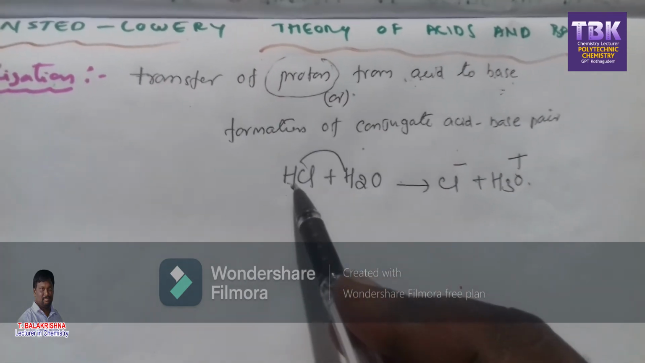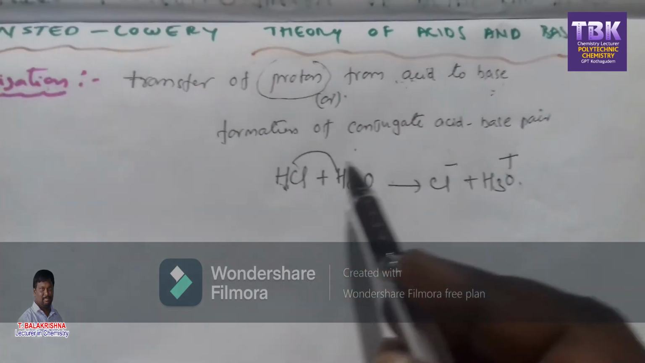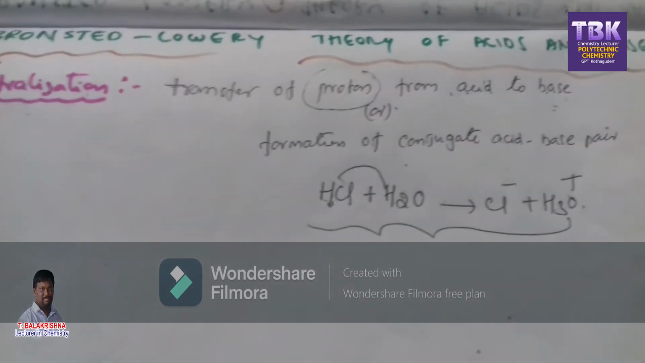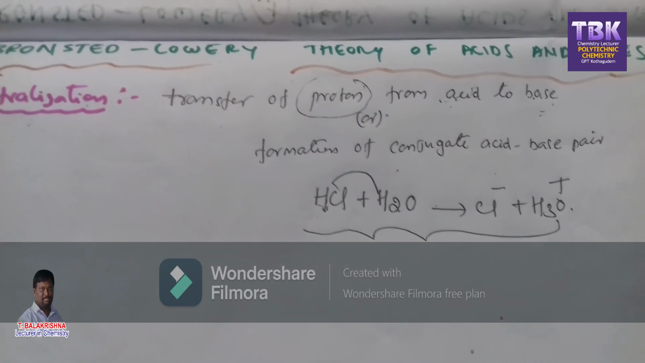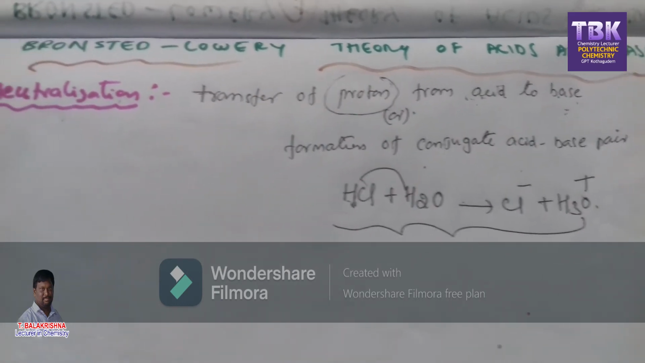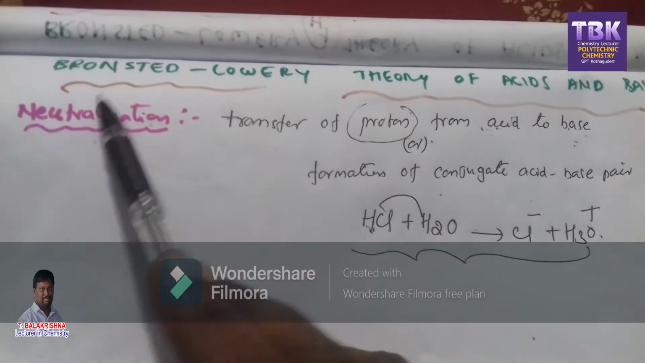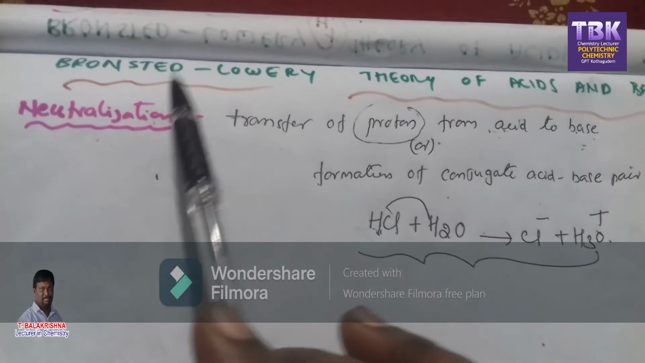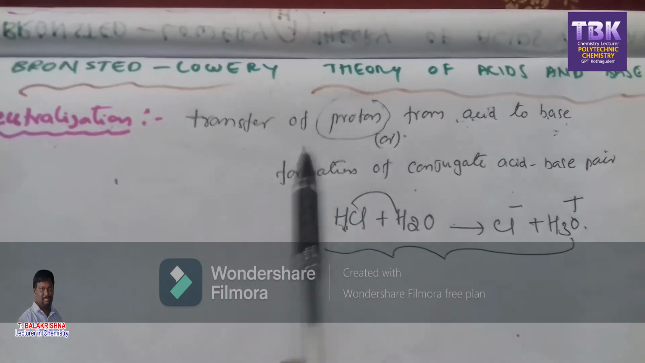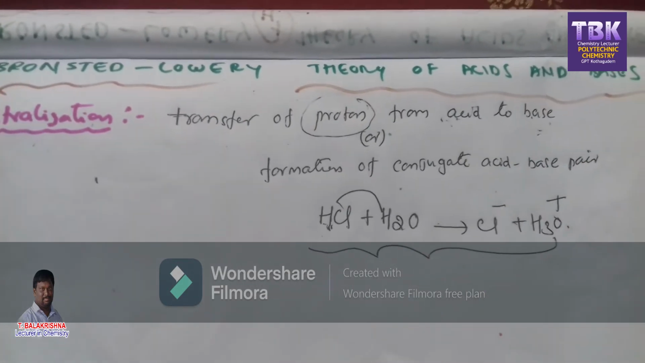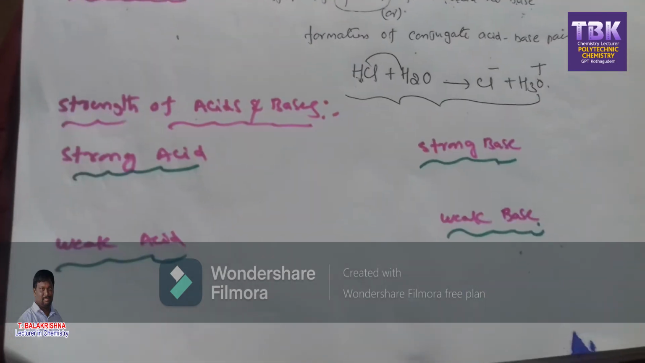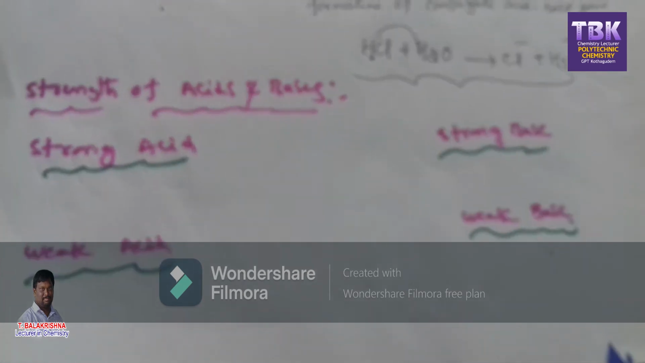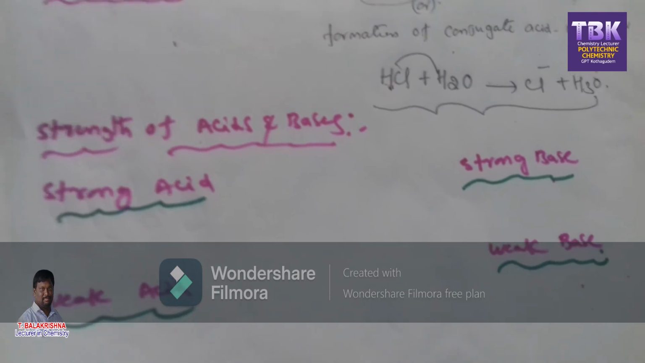The process of transfer of a proton from acid to base is called a neutralization reaction according to the Bronsted-Lowry theory. Next topic is strength of acids.